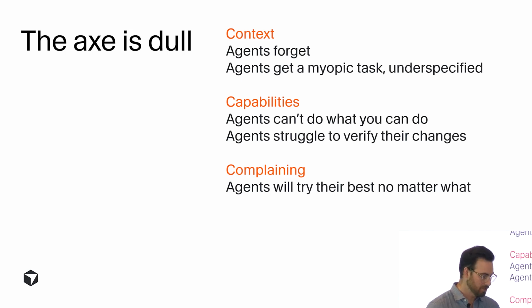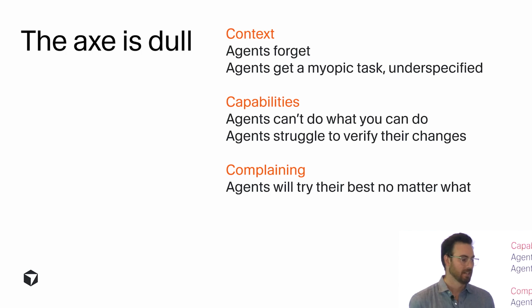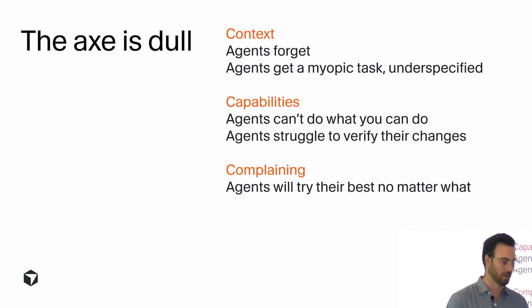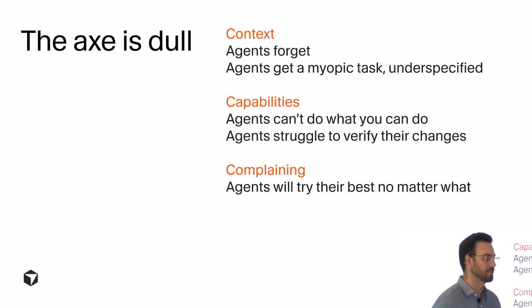When the axe is dull, what that means is that agents are forgetting things. They might get a smaller scoped task. They are unsure of their own capabilities, and they may try their best, but basically not get you to the output that you want. And one of the biggest, most relevant pieces here is that they're going to be struggling to verify their own changes as they go.